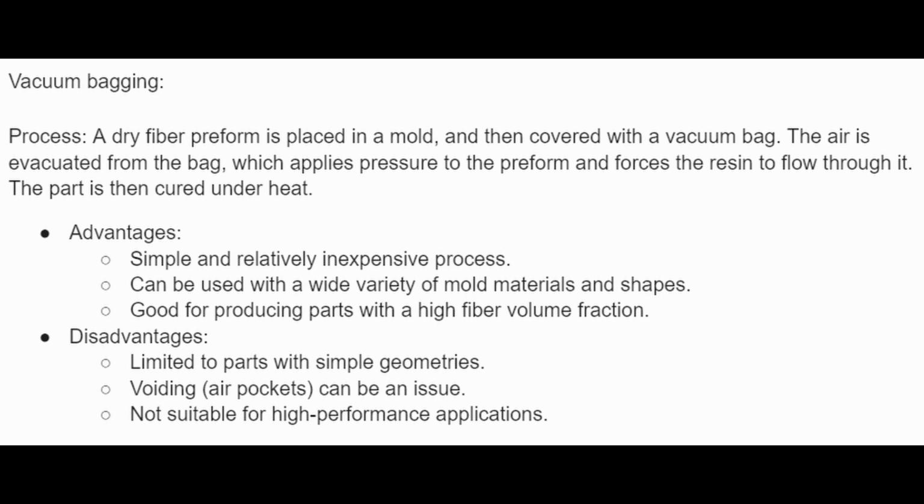Here is a breakdown of each process. Vacuum bagging. The process: a dry fibre preform is placed in a mould and then covered with a vacuum bag. The air is evacuated from the bag, which applies pressure to the preform and forces the resin to flow through it. The part is then cured under heat.